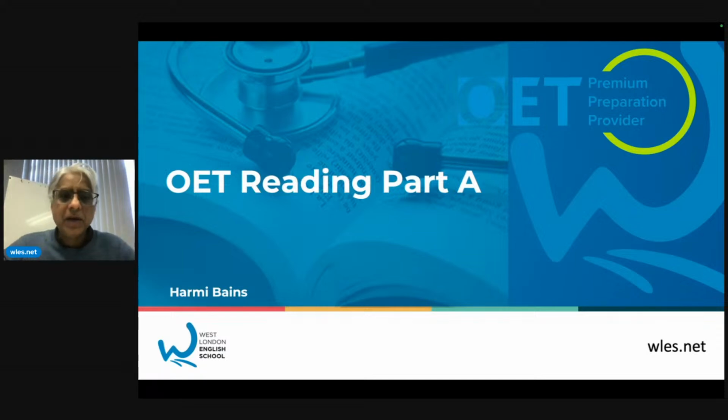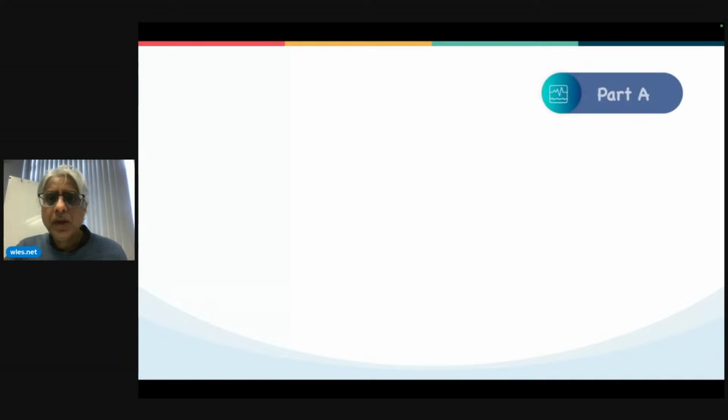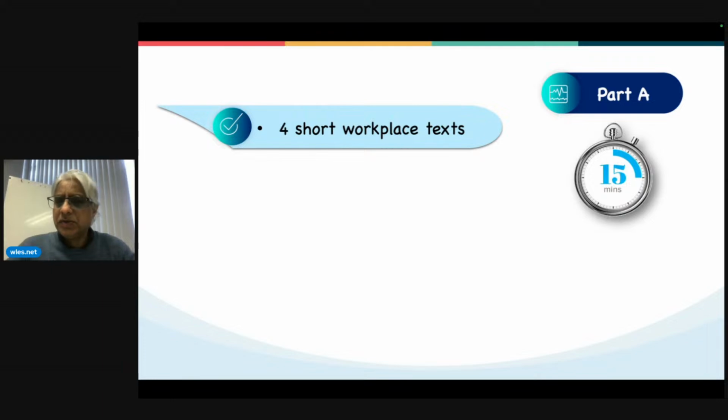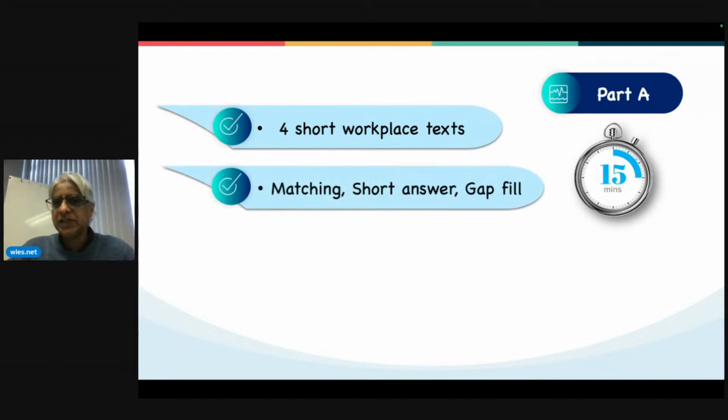If you've got your exam coming up, and I know a few of you do, hopefully this lesson can help you. We're going to be looking at Reading Part A, which is an important part of the reading subtest. Reading Part A is 15 minutes. Parts B and C are 45 minutes, and you do those together, but you start off with Part A. You're given 4, sometimes 3, but normally 4 really short texts, and all of the texts are related to the workplace. You have to do 3 different exercises, and we're going to have a look at each of these in a moment. You have matching, short answer, and gap fill.